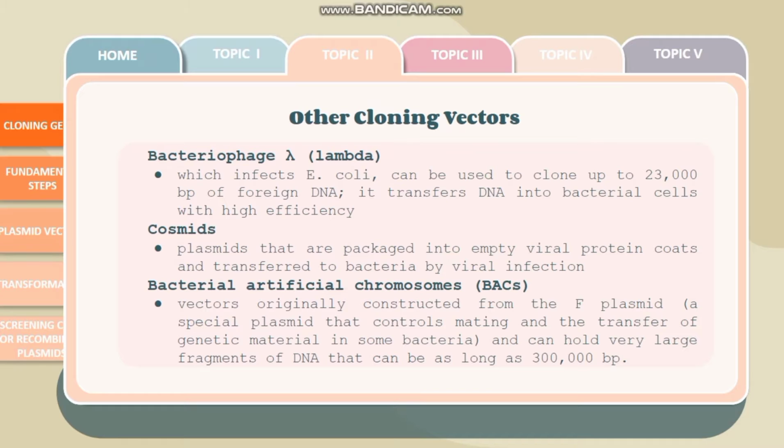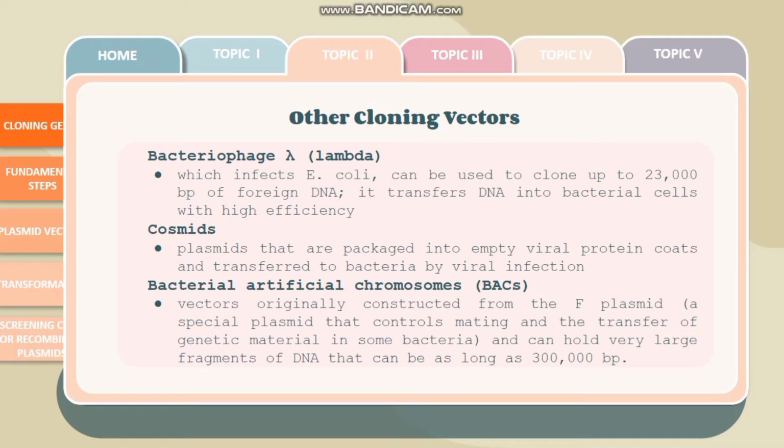Last are the other cloning vectors. These are bacteriophage lambda, cosmids, and bacterial artificial chromosomes. Bacteriophage lambda infects E. coli and can be used to clone up to 23 kilobases of foreign DNA. It transfers DNA into bacterial cells with high efficiency. Cosmids are plasmids that are packaged into empty viral protein coats and transferred to bacteria by viral infection.